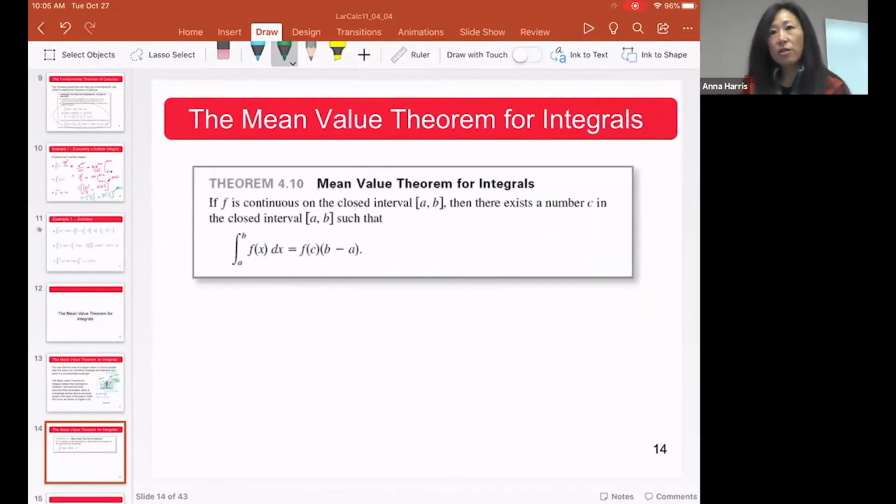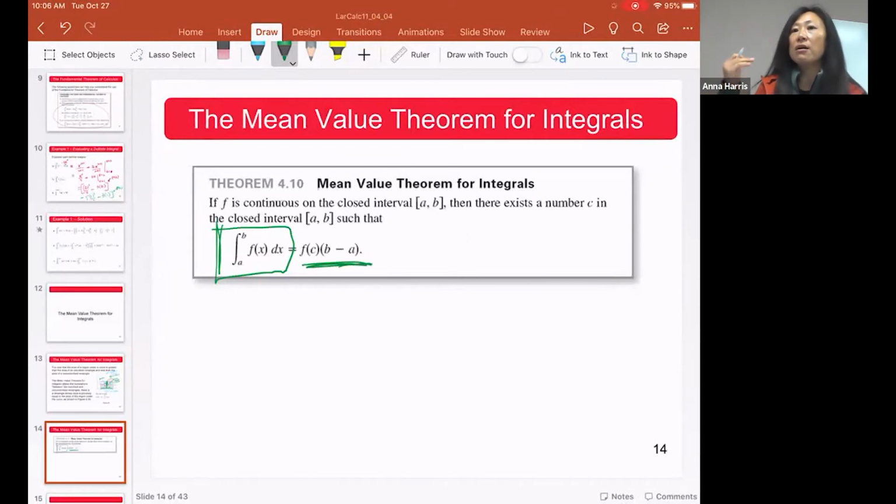So in other words, you can think of it as finding the integral, the area under the curve, by using the mean value theorem, which means multiplying by the height and multiplying by width, which gives me a rectangular shape.